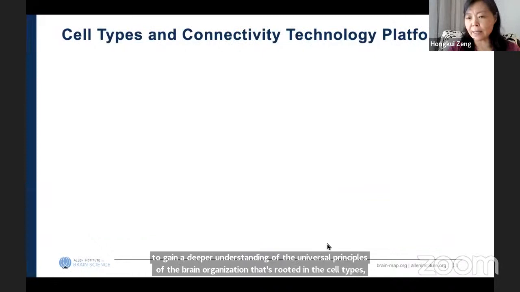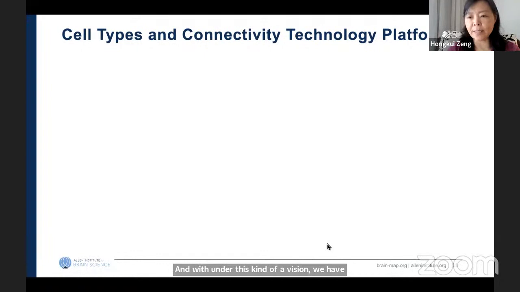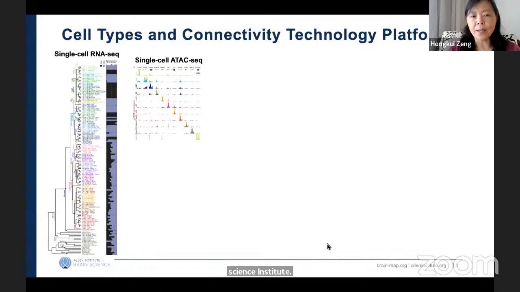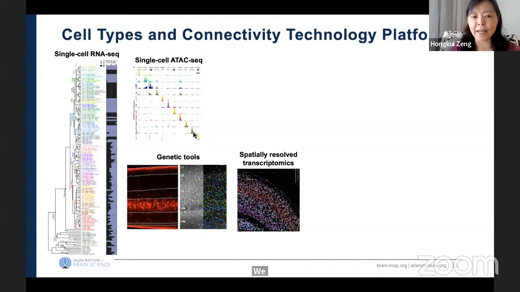Under this kind of a vision, we have established multiple technology platforms at the Brain Science Institute that encompass single-cell genomics approaches, including single-cell RNA-seq and single-cell ATAC-seq. We build genetic tools based on the knowledge gained from those single-cell platforms, and that include both transgenic mouse lines as well as enhancer-based viral vectors.